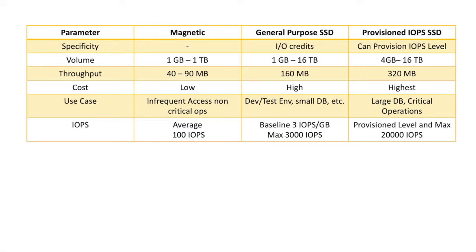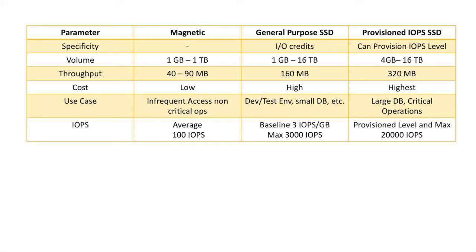Magnetic provides you the least volume, general purpose something better, and provisioned has the best. Throughput also, as you can see, provisioned IOPS has the best. Cost, obviously, for quality, you are going to pay the highest cost. But the specificity and IOPS, these are the two points that I want to discuss here. So IOPS, input output performance: magnetic provides an average of 100 IOPS.